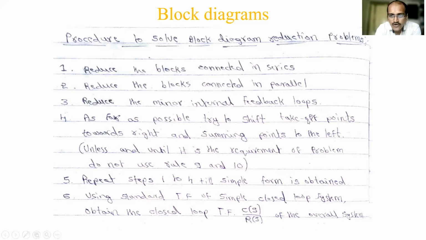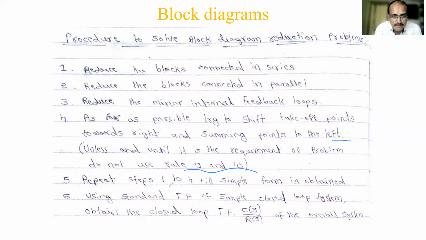You have to make the takeoff point to the right and the summing points to the left. So this is the standard one. Unless it is a requirement of the problem, do not use rule number 9 and 10. What is rule number 9 and 10? It is about critical rules, moving the summing point ahead of a takeoff point. Only if you don't have any other option at all to solve the problem, then use that. Otherwise, not required.